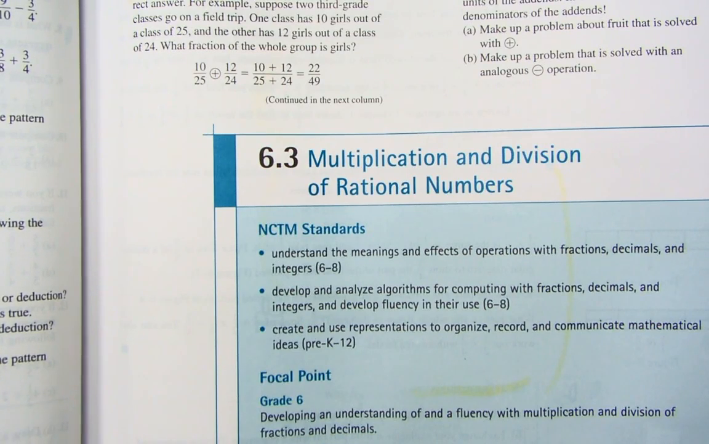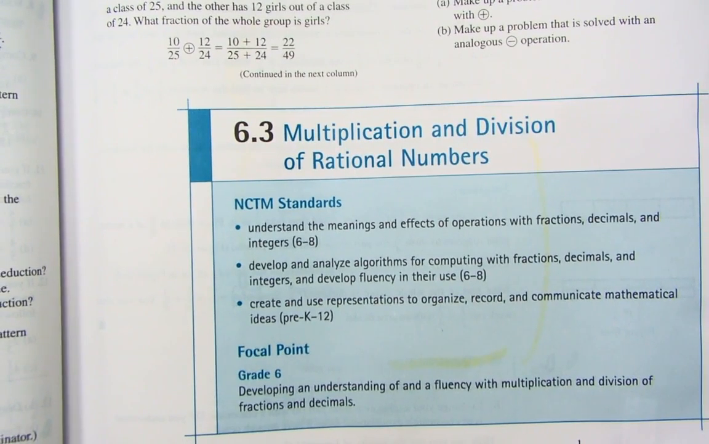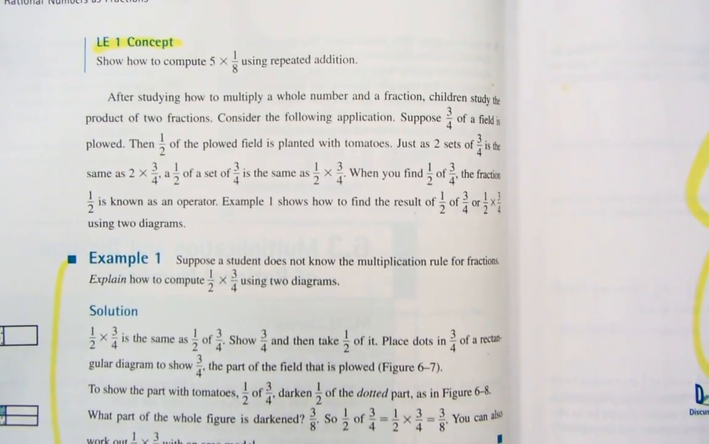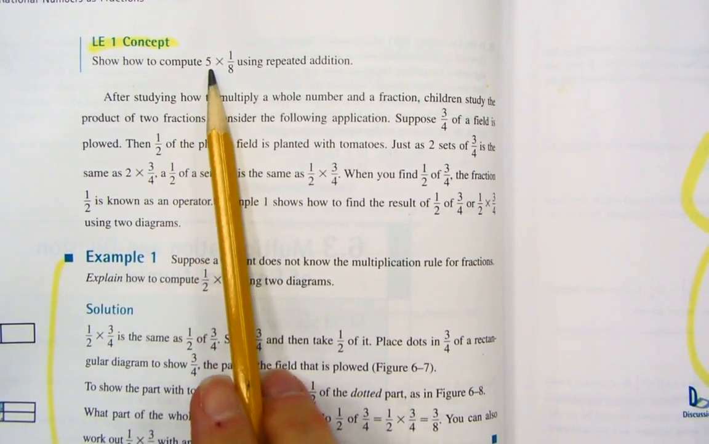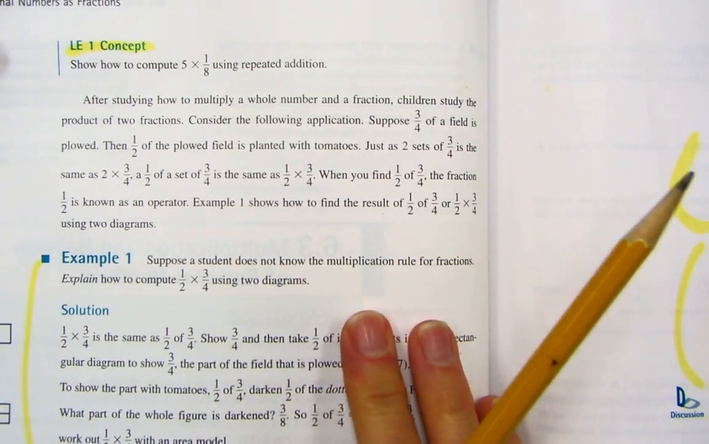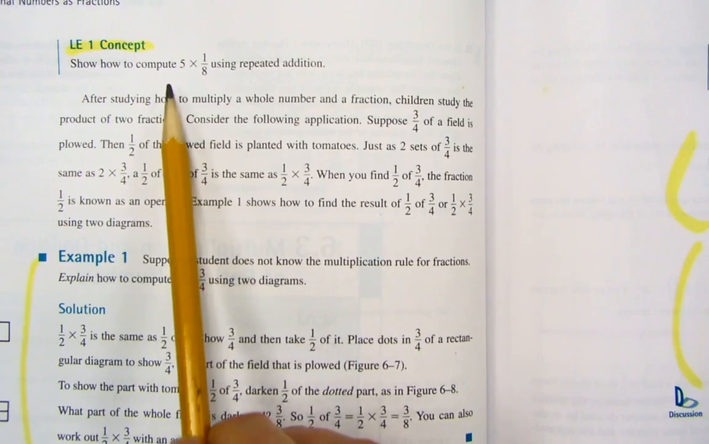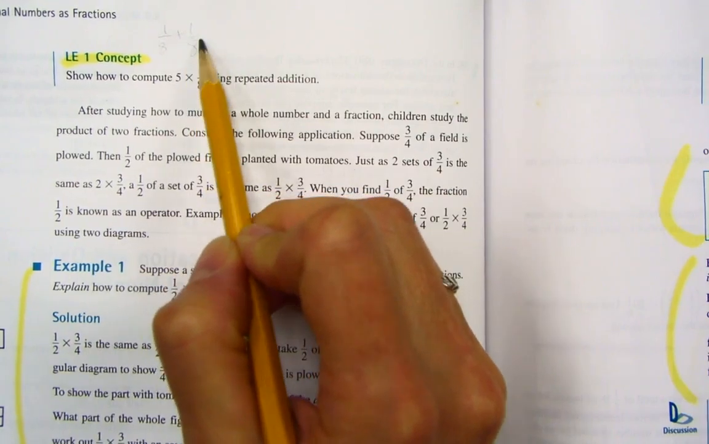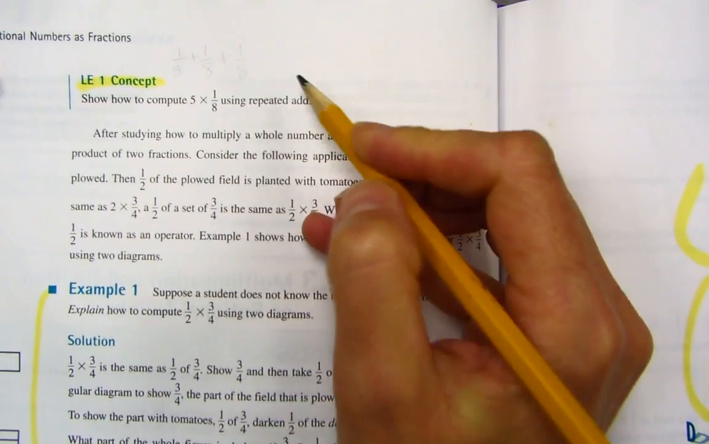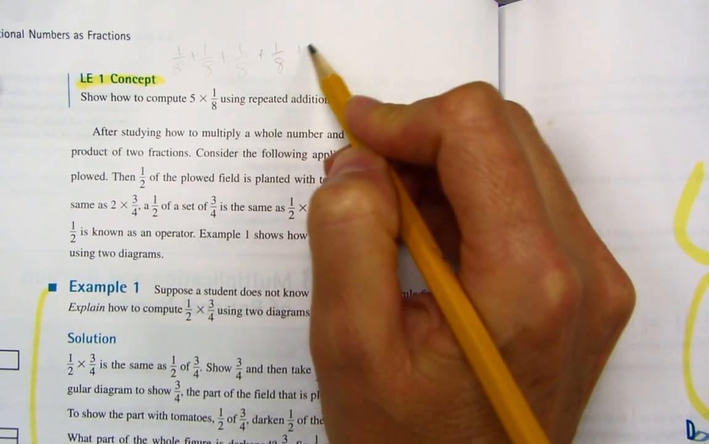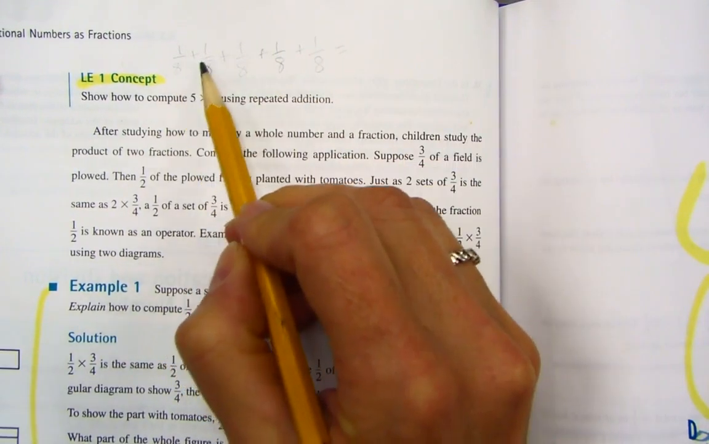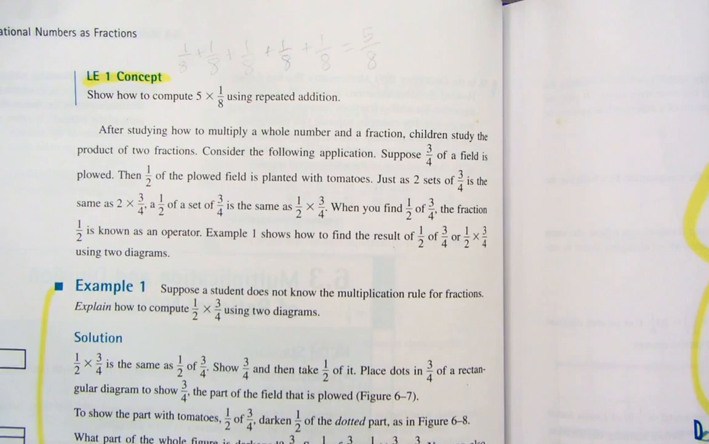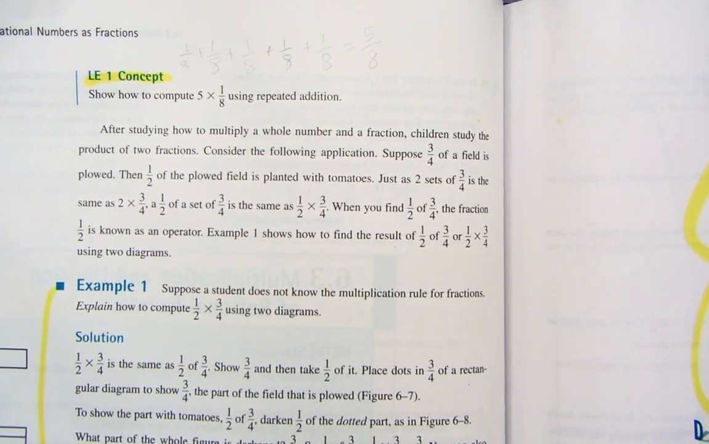Section 6.3 is on multiplying and dividing rational numbers. In this very first lesson exercise, it says show how to compute 5 times an eighth using repeated addition. So I would think of it as 1/8 plus 1/8 plus 1/8 plus 1/8 plus 1/8 equals 1, 2, 3, 4, 5 eighths. All right. So the idea that multiplication is still repeated addition.